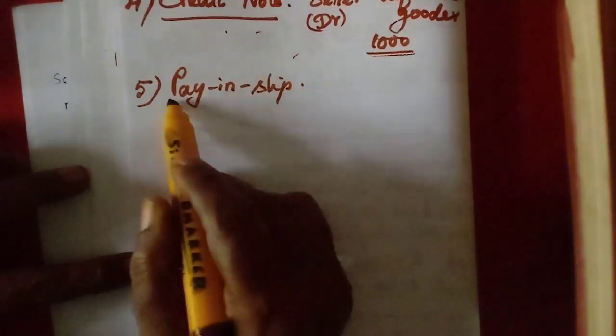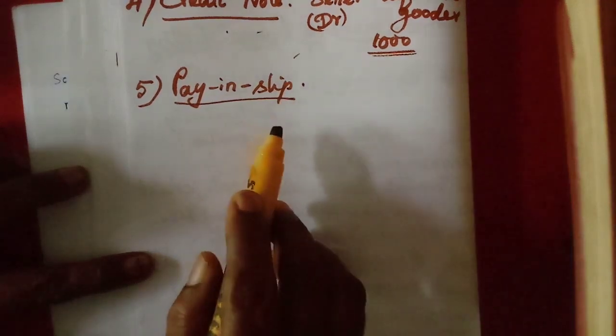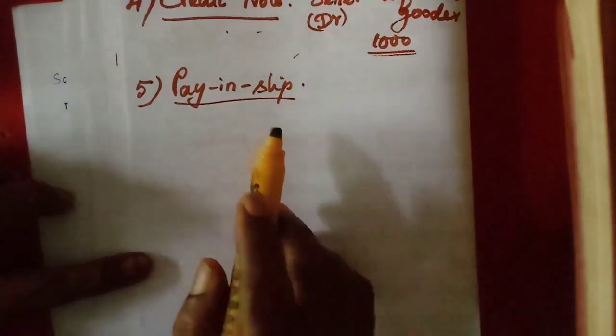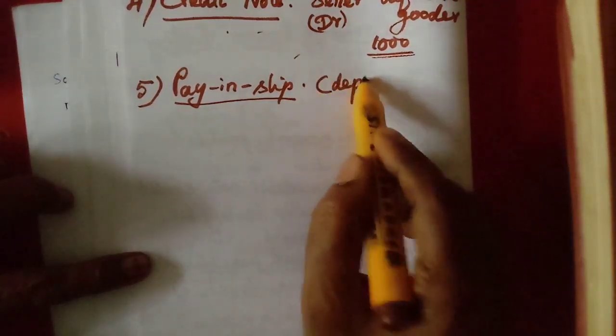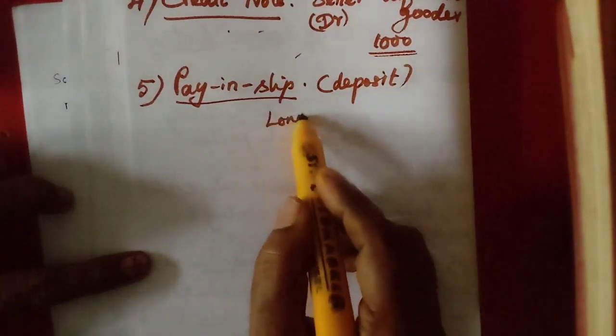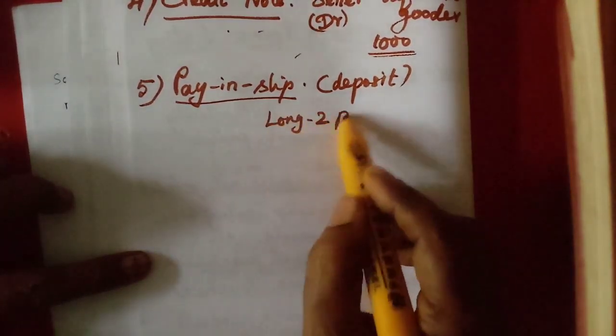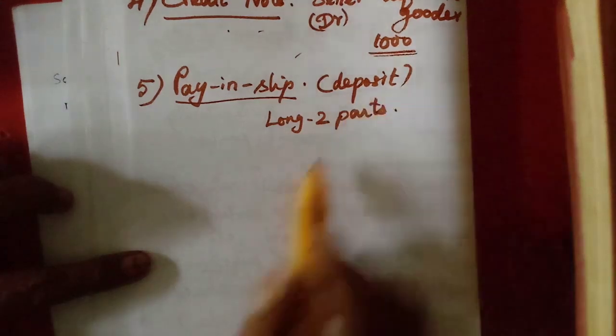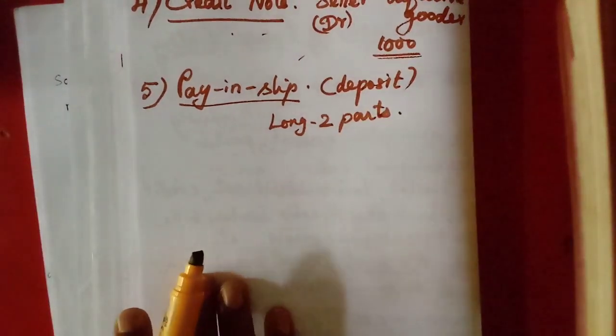Then another one, bank pay in slip. Okay, pay in slip. Slip, we will say in short. When you go to the bank, in order to deposit money in the bank, we have to fill a slip. Okay, a long slip will be there. It contains two parts.